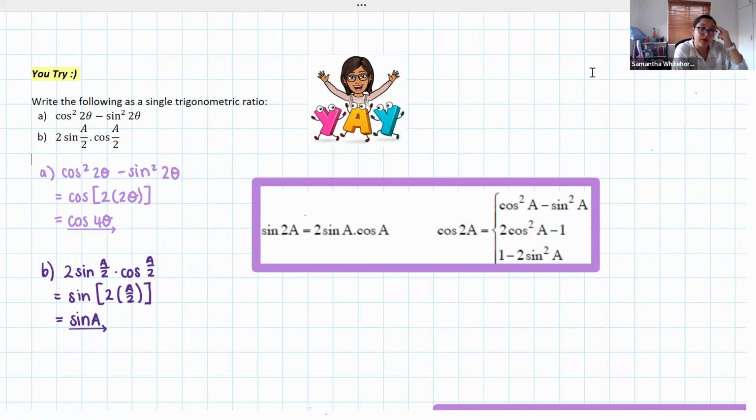No problem. So what we now have to do is double the angle that we were working with in the cos ratio, because it was the cos identity. So that would give us cos of 4 theta. Now we just need to be careful in question B. It's a over 2, which means if we double half a, we're just getting angle A. Because it's a sine, we're working with the sine double angle, and so we have sine A. I'll come back to this in a second.